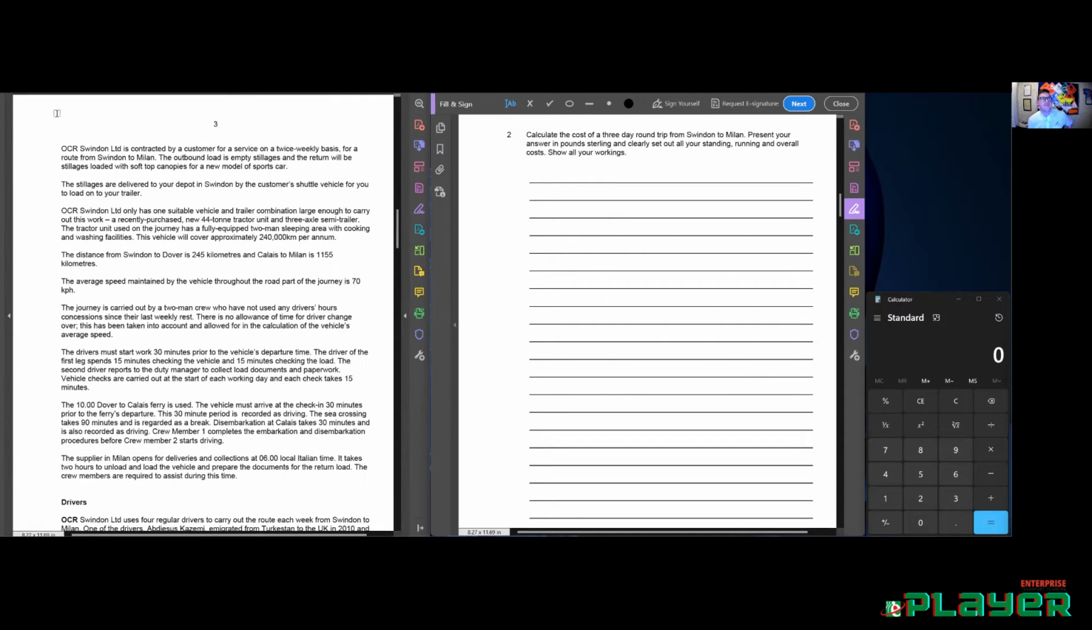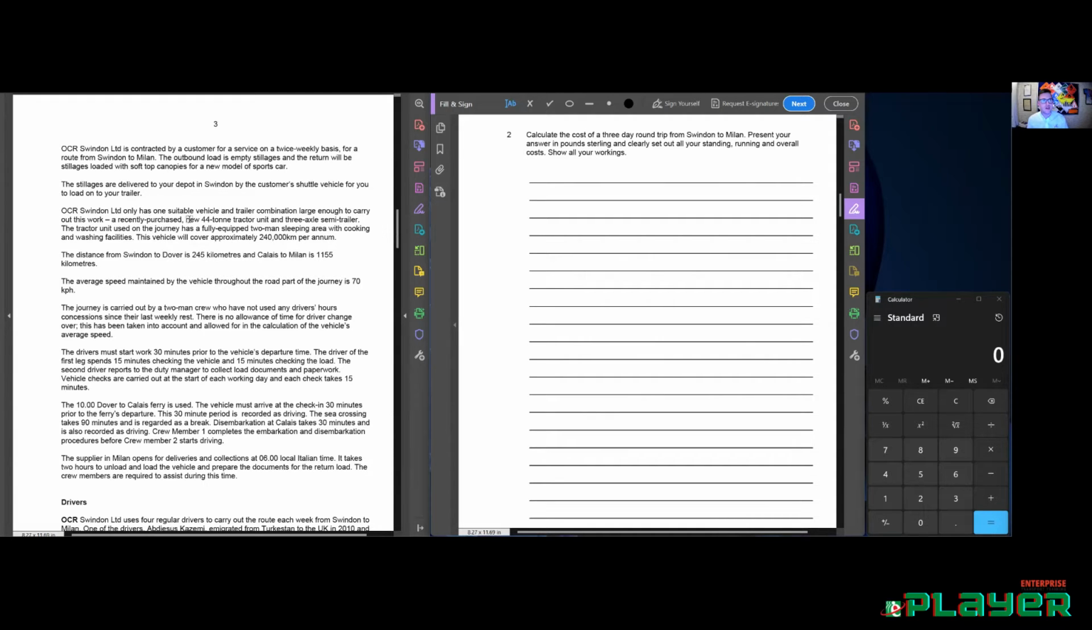But it goes on to say, OCR Swindon Limited is contracted by a customer for a service on a twice-weekly basis for a route from Swindon to Milan. The outbound load is empty stillages and the return will be stillages loaded with soft top canopies for a new model of sports car. Very fancy. The stillages are delivered to your depot in Swindon by the customer shuttle service for you to load onto your trailer. OCR Swindon Limited only has one suitable vehicle and trailer combination large enough to carry out this work.